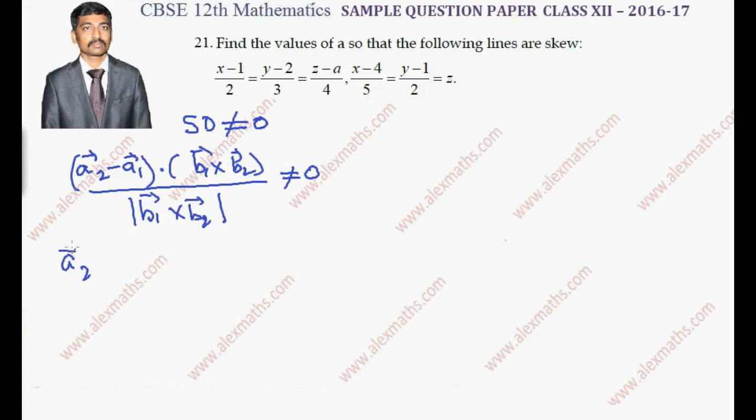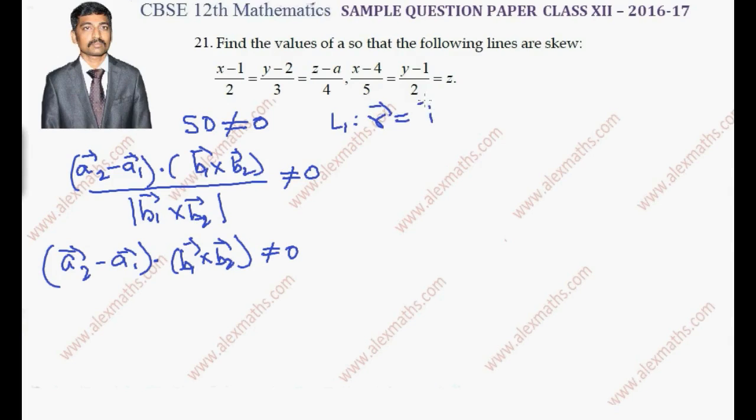That is (a2 minus a1) dot (b1 cross b2) should not be equal to 0, because the denominator is a modulus. It will have some value. But if this is not equal to 0, definitely the numerator should not be 0. To use a vector form, I need the vector equation of the line. So for line 1, I am going to write the vector form.